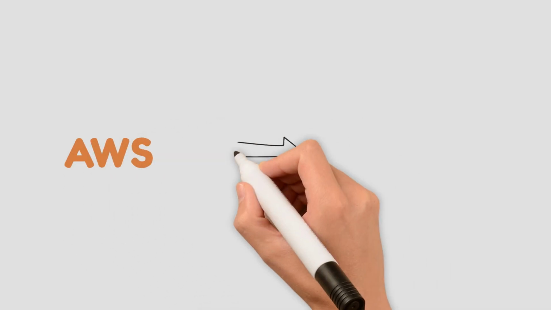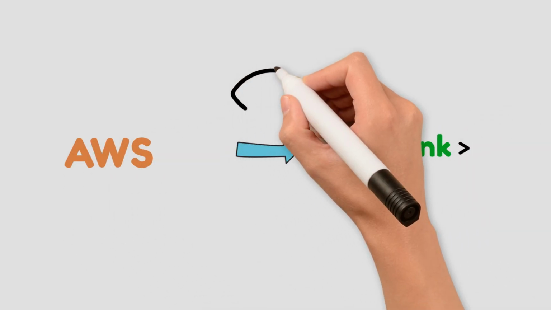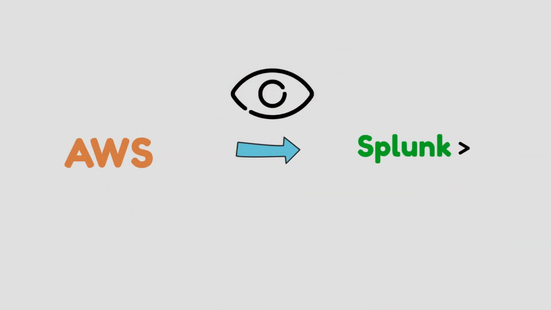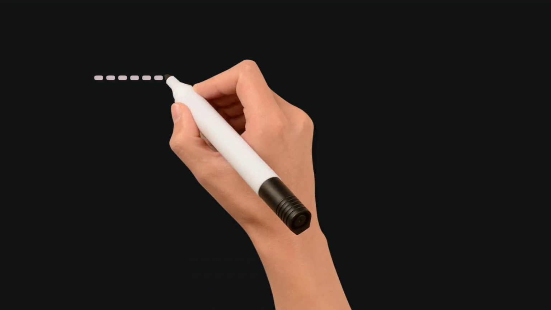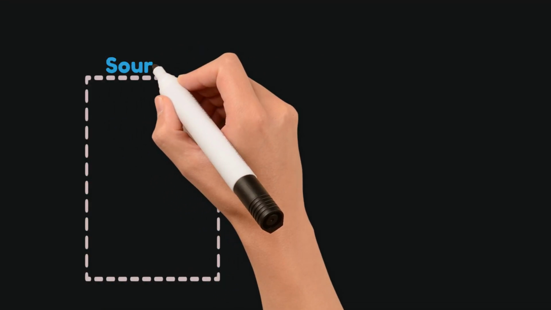AWS to Splunk? Here's a simple overview. Let's break down the integration process into a few layers. We will start with the source layer, where the logs are actually coming from.